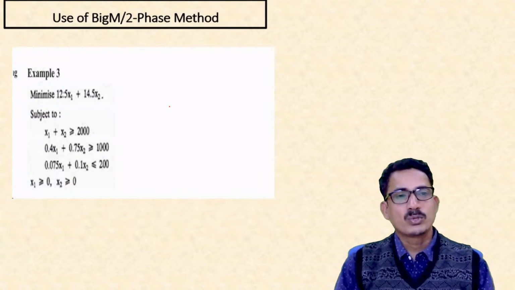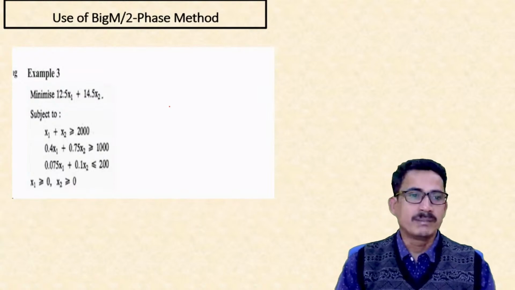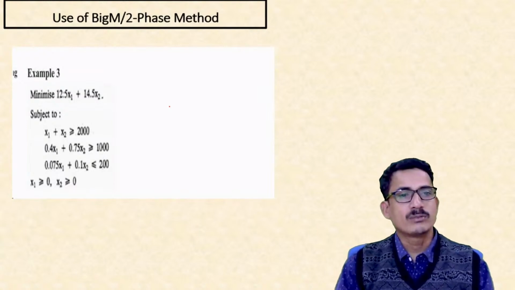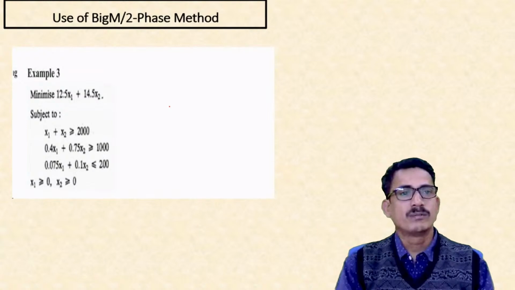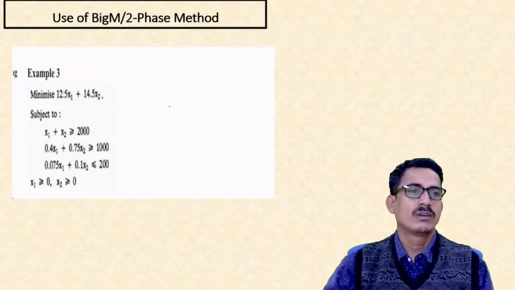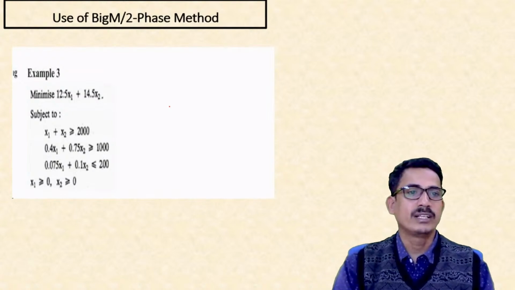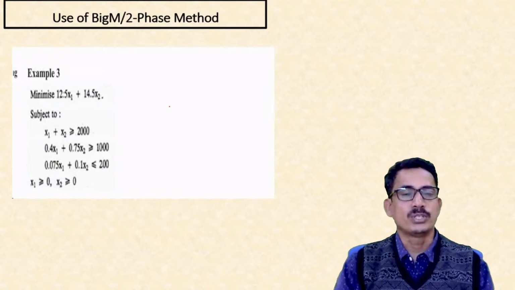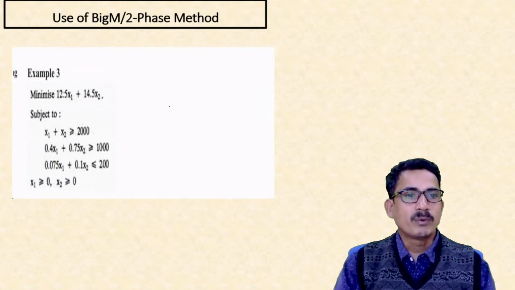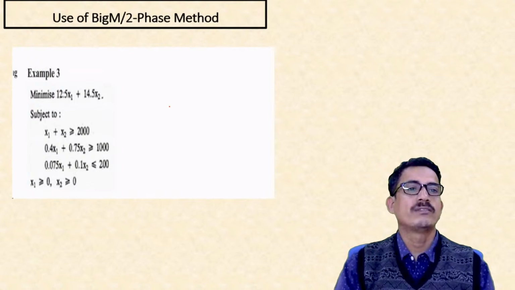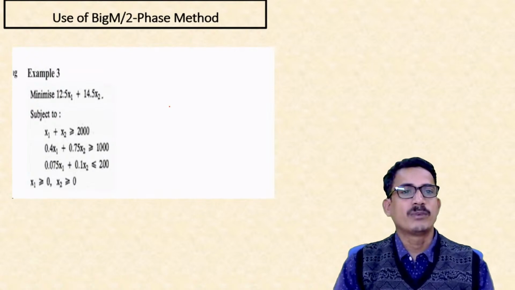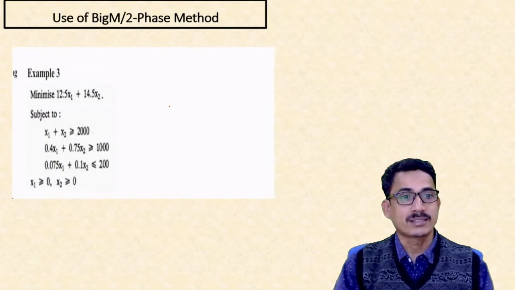Now remember, the question usually comes in minimize form. You can solve it that way, or else if you are always solving in maximize mode, from the objective function, if minimize is given, you convert to maximize form. How to convert it? Only the sign will be changed. The minimize written 12.5 x1 will be minus 12.5 x1, and minus 14.5 x2 if you convert min to max.